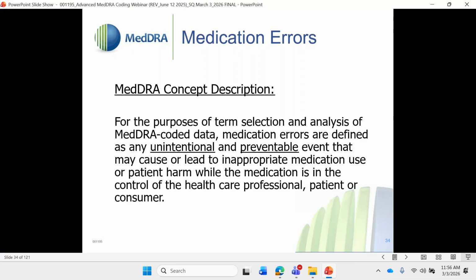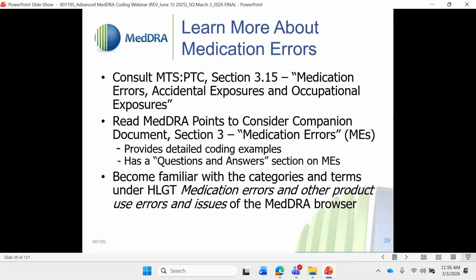Okay, again, I would like to say that the MedDRA term selection PTC document, section 3.15, addresses these. So for more detail, you can look at this, as well as the companion document, which has a very detailed explanation. And of course, become familiar within MedDRA with the HLGT of all the terms that you have for medication errors and other product use errors and issues. So if you come across these scenarios frequently or your line of work deals with this more, these are the areas where you can get more detailed information and clarity.